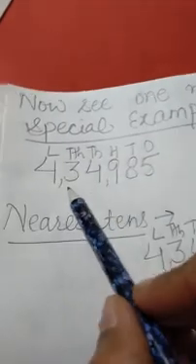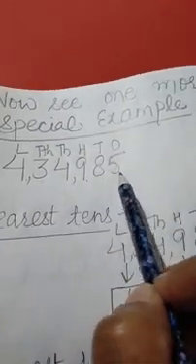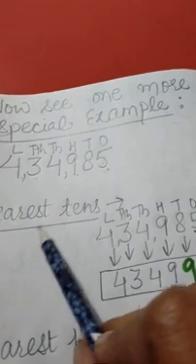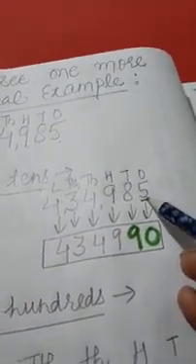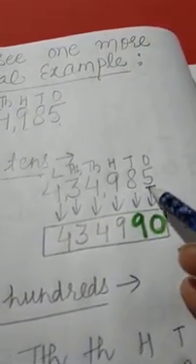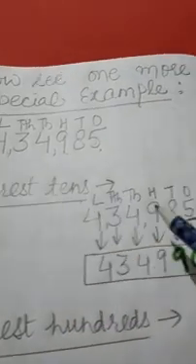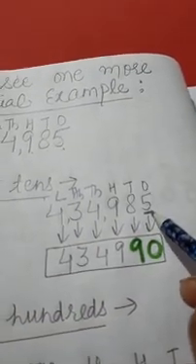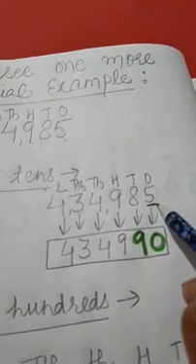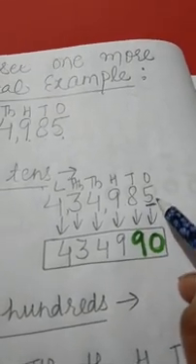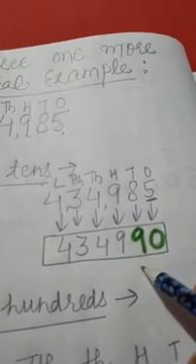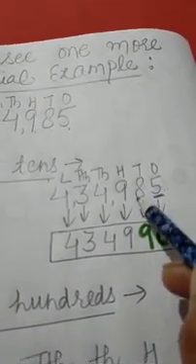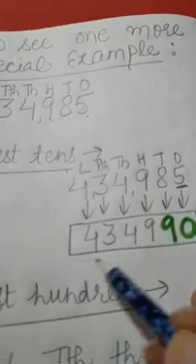Now see one more special example. In this one number we will round to nearest tens, 100, 1000 and 10,000. The number is 4,34,985. When we are rounding this to nearest tens, what number will we get? 5 will become 0. We will observe the ones place digit. While rounding to nearest tens, we will observe the ones place digit. If it is 5 or more than 5, then tens will become next. Now it is 5, so tens place digit will become next digit. Now 5 will become 0, 8 will become 9. These digits we will write as they are.